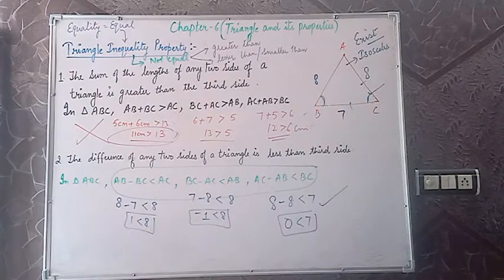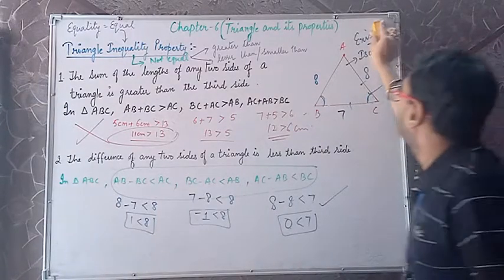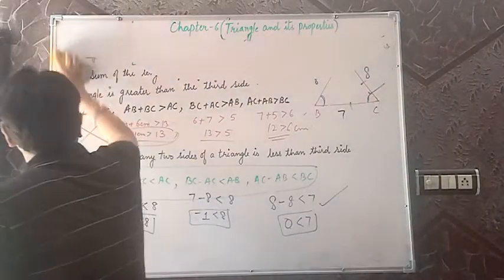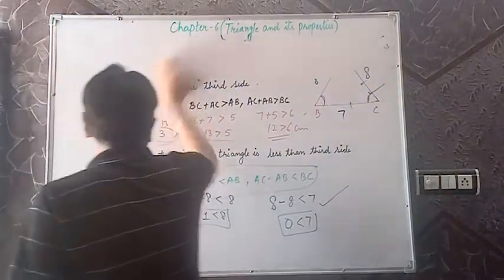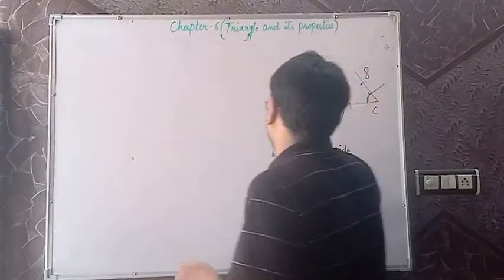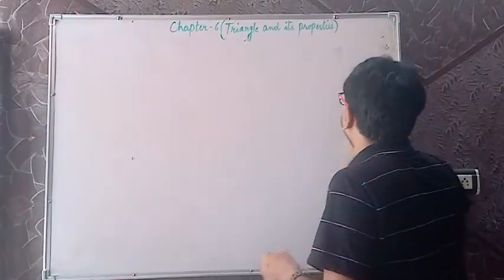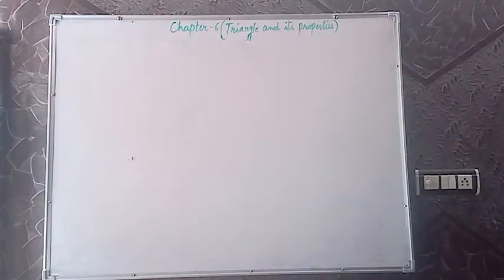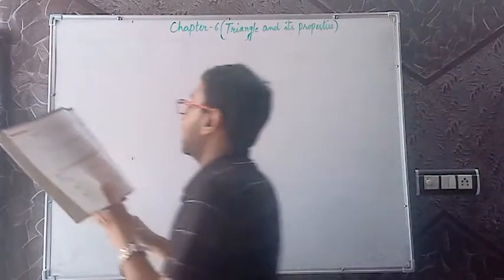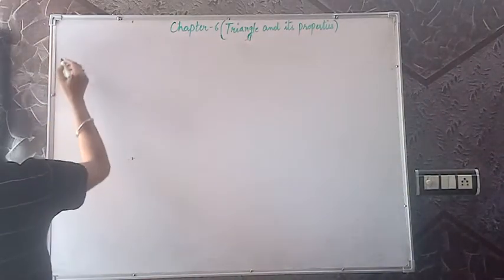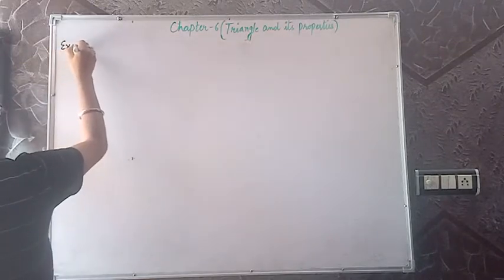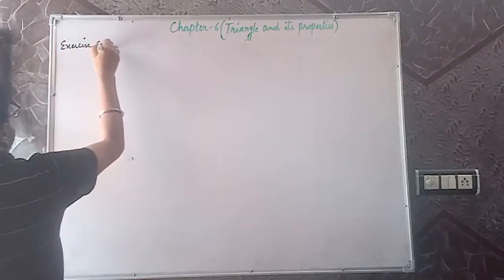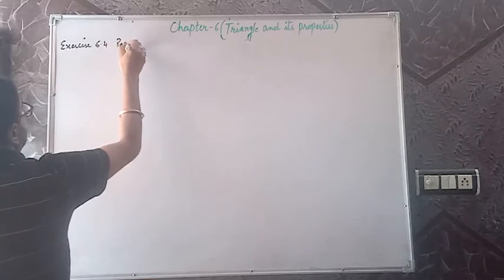Clear with inequality? Any doubt? Now let's move on to exercise 6.4. We'll do a few questions only. We'll not do the complete exercise. I have divided the exercise into two parts. Let's see the first question. Is it possible to have a triangle with the following sides? Exercise 6.4, page number 126.